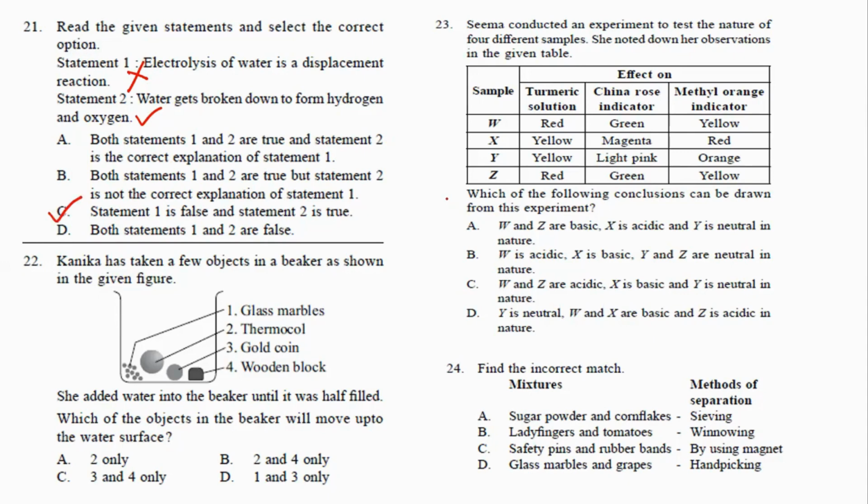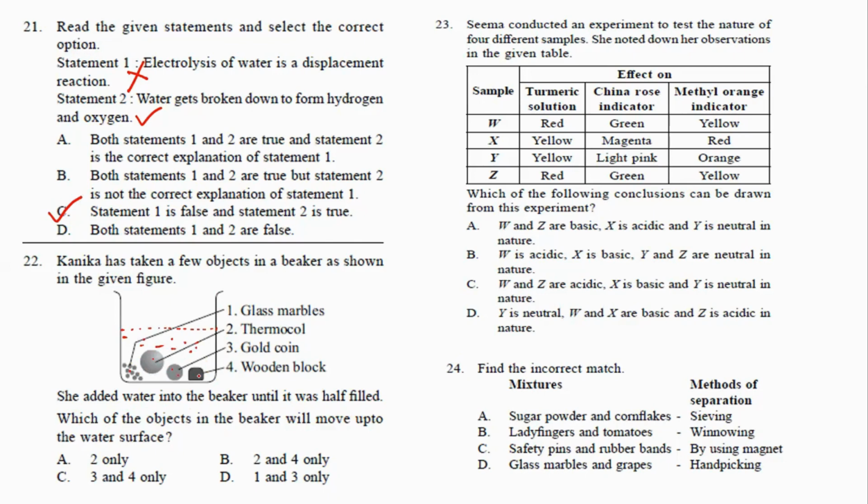Okay. Now, we come to question number 22. Kanika has taken a few objects in a beaker as shown in the given figure. So, she has taken a container. In the container, these are the glass marbles. This is thermocol. This is gold coin. And this is wooden block. She added water to the beaker until it was half filled. So, that means till this portion, she has taken water, right? Which of the objects in the beaker will move up to the water surface?